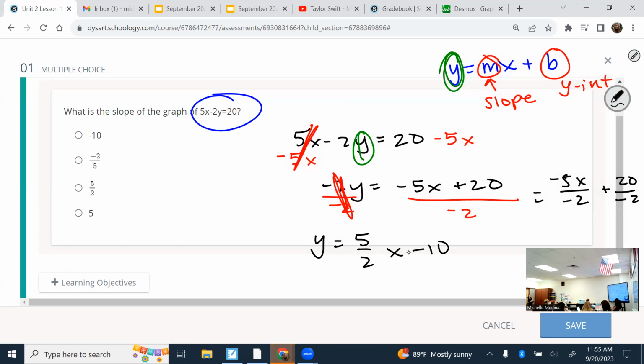So now I can easily see my slope and my y-intercept. It only asks for the slope though, so really we could have stopped early, but you need to know it in case it asks for your y-intercept on the test. All right, so what is my slope? 5/2. Questions on that?